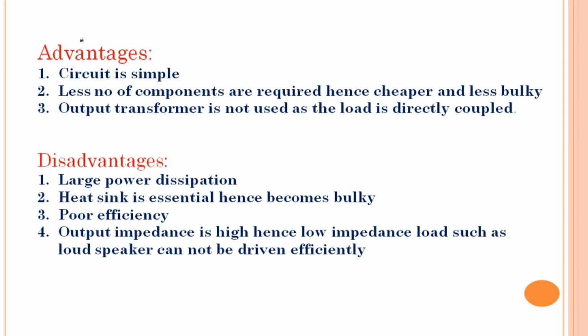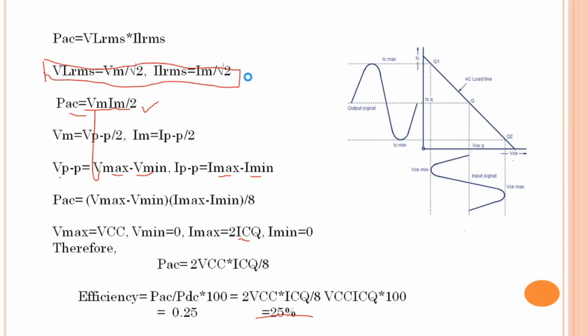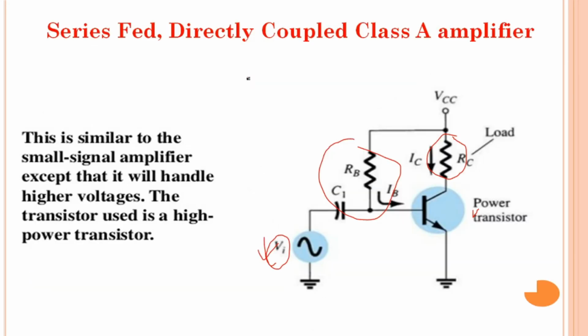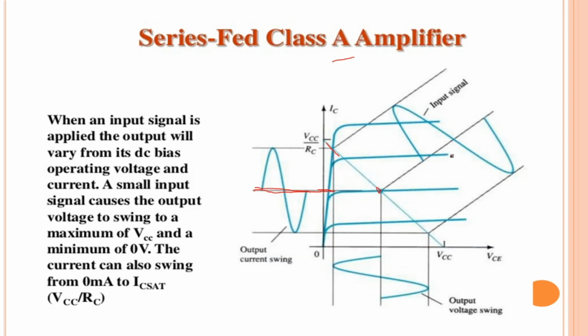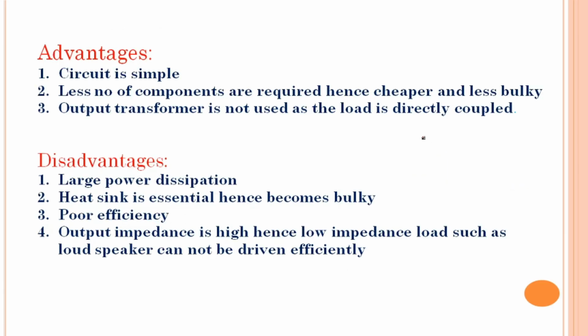Then the output transformer is not used as the load is directly coupled. We can see in the circuit diagram that the load is directly coupled, means the output transformer is not used here. These are the advantages. Then in the case of disadvantages, we have to discuss some disadvantages.